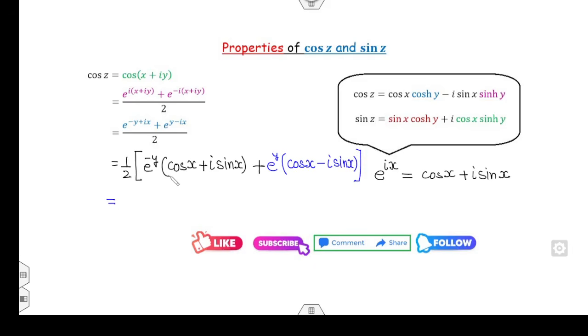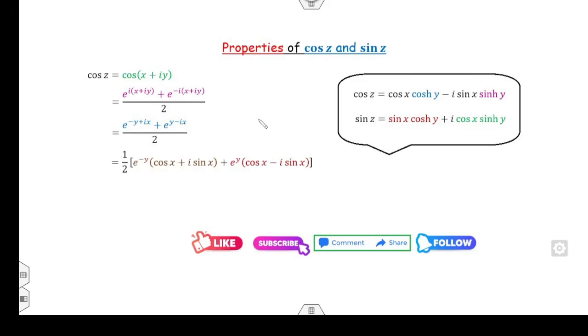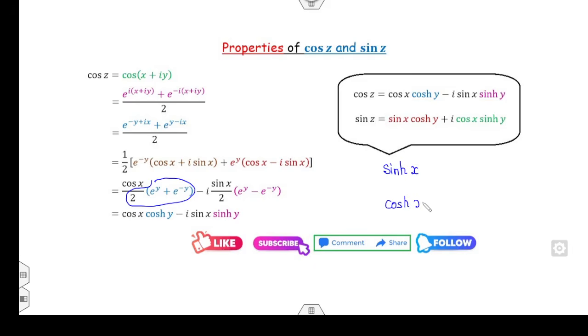Fine. Now you can take the pair, cos x is common, then the inside term is e raised to power minus y plus e raised to power y divided by 2. Similarly, I can take sin x as common. Fine. Now we all know the expressions of sine hyperbolic x and cos hyperbolic x. Sine hyperbolic x becomes e raised to power x minus e raised to power minus x divided by 2. Cos hyperbolic x is e raised to power x plus e raised to power minus x divided by 2. So the cos x term has cos hyperbolic y, and the sin x term has e raised to power y minus e raised to power minus y divided by 2, that becomes the expression of sine hyperbolic y. Therefore, the first result holds.